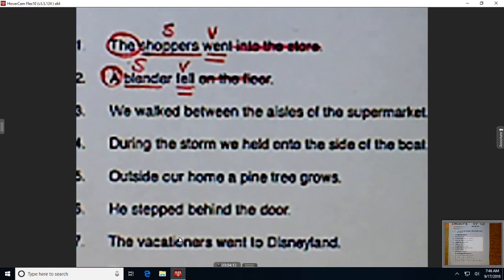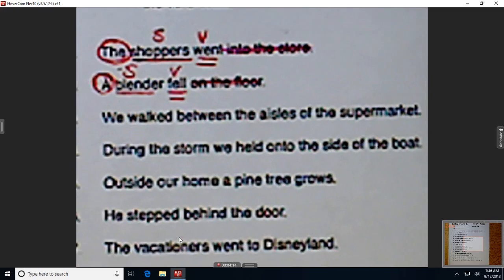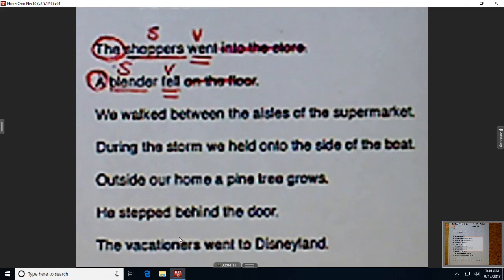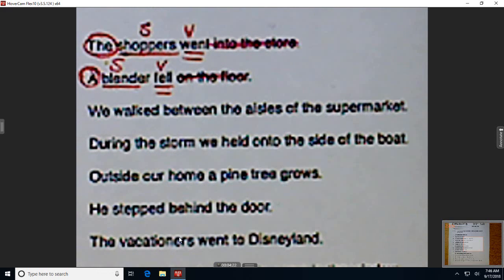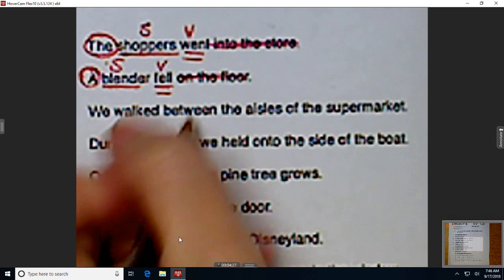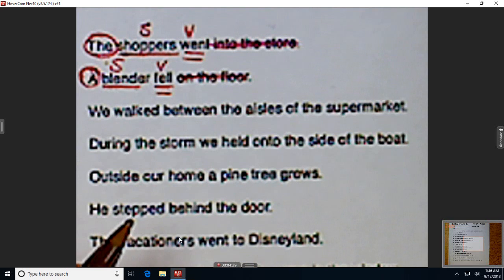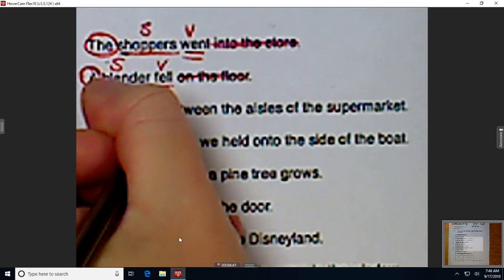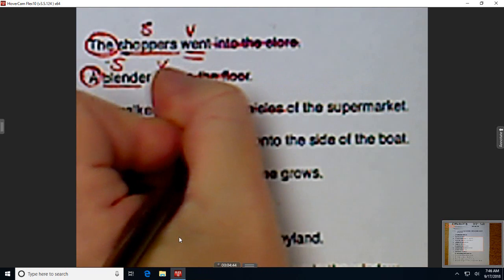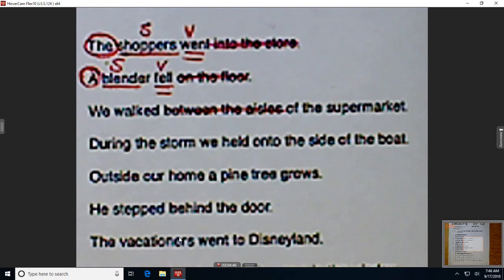Okay, number 3. We walk between the aisles of the supermarket. Do I see any prepositions in this sentence? What do I see? Connor? Between. Okay, between. What's my first noun that I find after between? Nope. There's one before that. Aisle. So, I'm going to start with between. I'm going to cross out from between to aisle. I'm going to pick up my pen.